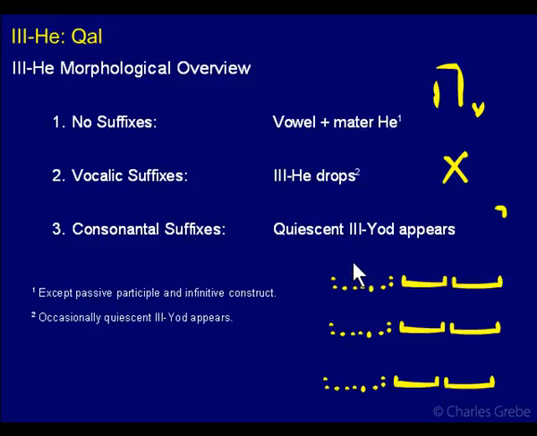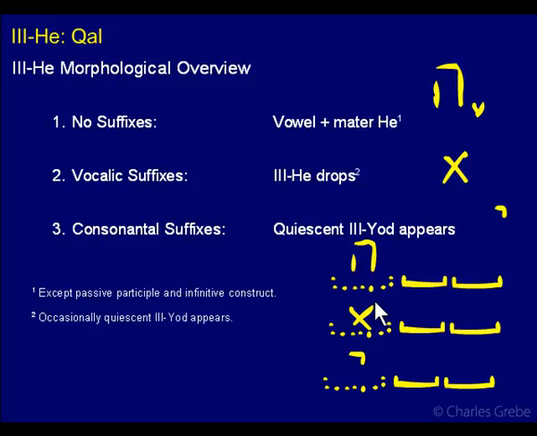So what we have here is either a he, but the he is a mater, right? Vowel he. A vowel of some sort, qamets or a segol or whatever. So it's not really a third consonant, it's a mater he. With vocalic suffixes, the he drops, so you don't have a third consonantal root. And with the final one here, with consonantal suffixes, what you see is the yud, but again, it's a yud that's a mater. It's quiescent. It's ceased to function as a consonant. It has gone quiet, right? So you have yud here, but again a vowel. So in all three cases, you really only have two roots.